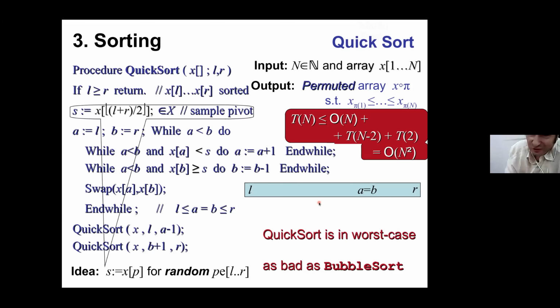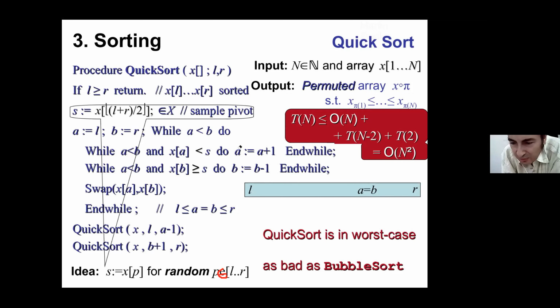You can choose the pivot element randomly in some way, but no matter how you choose it in this way, you cannot guarantee that A and B don't land very far left and very far right. And then we tried to fix this problem.